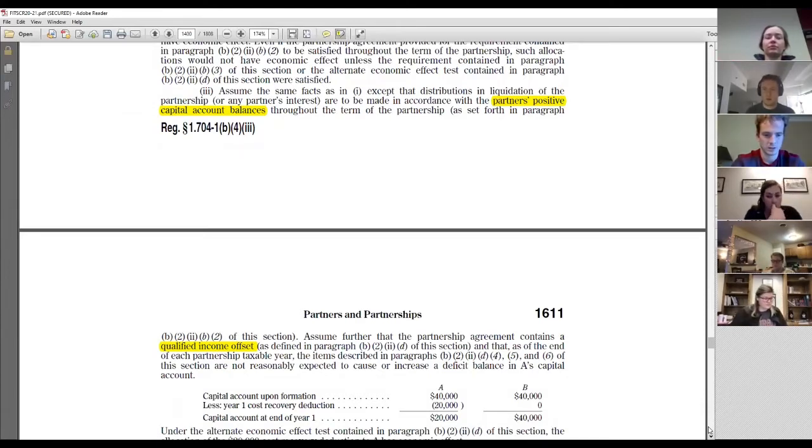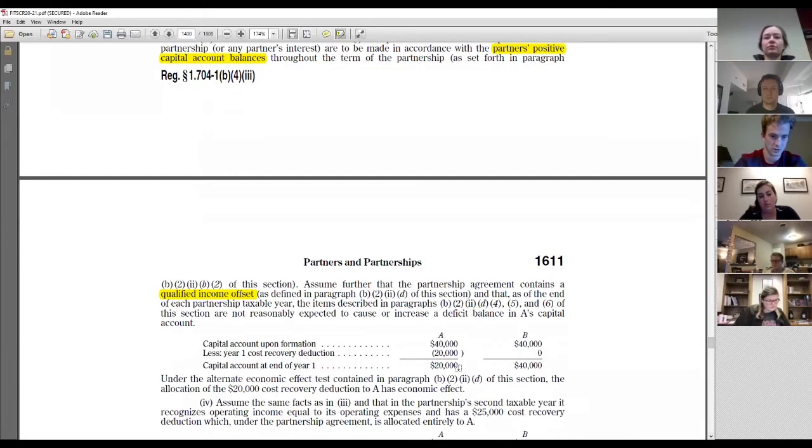does the allocation to A drive A's capital account below 0? And the answer is it doesn't. This is what this shows. The capital account would be reduced from 40 to 20. And so, because it doesn't drive it below 0, the allocation has economic effect under the alternate test. Okay, any questions about the technicality here? I'm going to step back and explain why this makes sense.